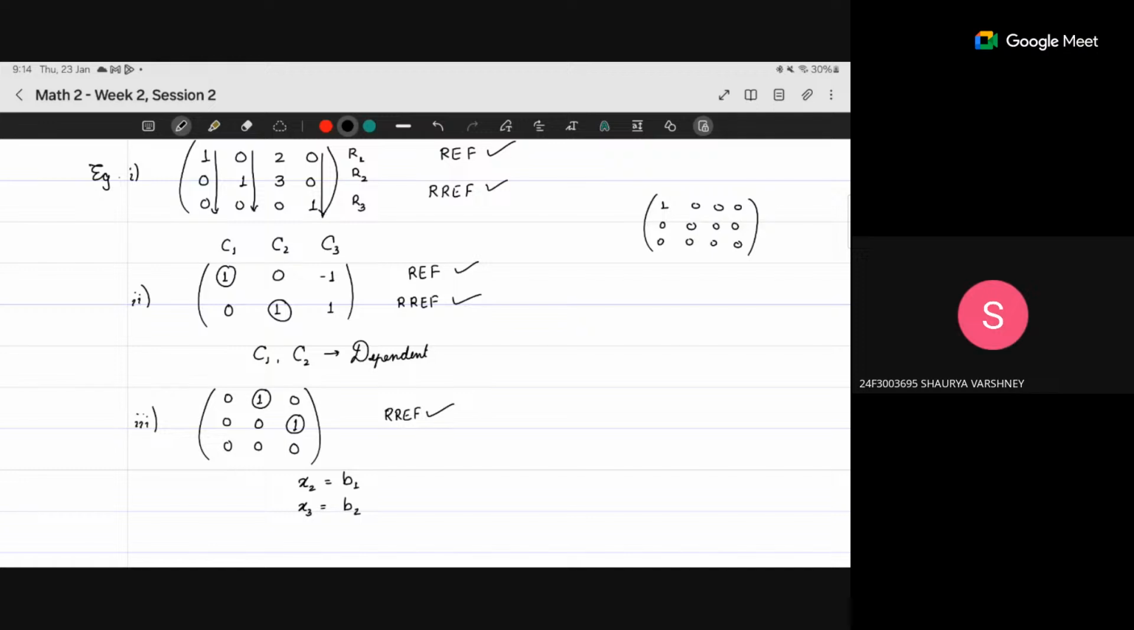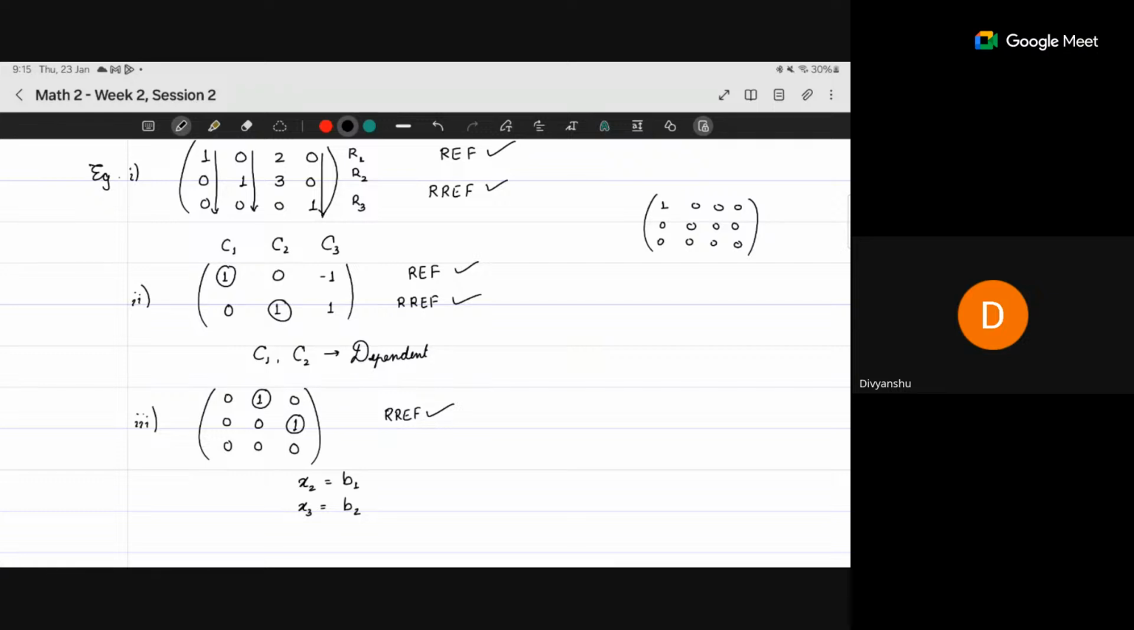Is your doubt here clear? C3 is making the number of solutions not unique. But if C3 is not available here, if there is only C1 and C2, then we have a unique solution.